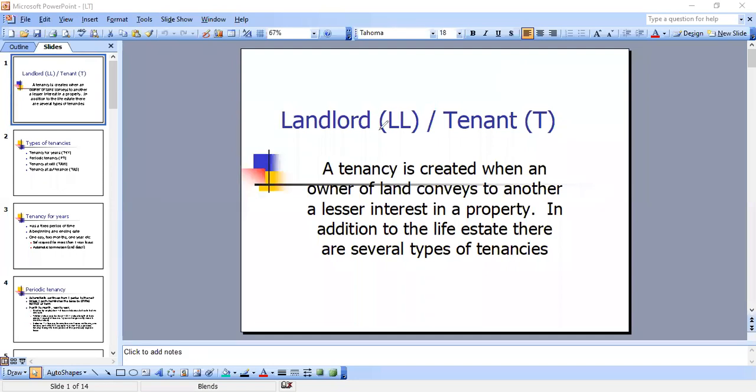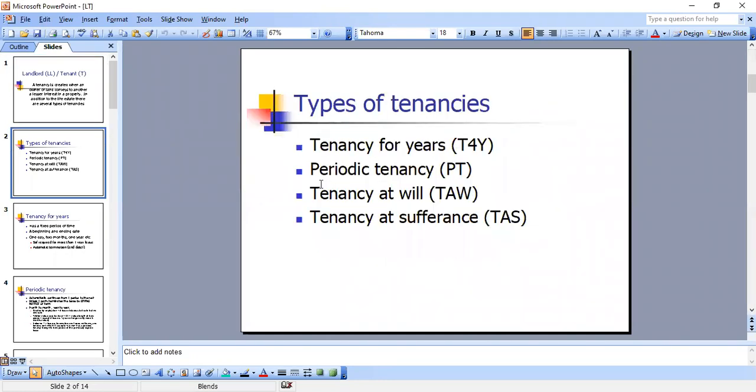A tenancy is created when an owner of land conveys to another a lesser interest in the property. In addition to the life estate, there are several types of tenancies, and we'll go over those. Several types of tenancies are tenancy for years, periodic tenancy, tenancy at will, and tenancy at sufferance. Talk about all of those.